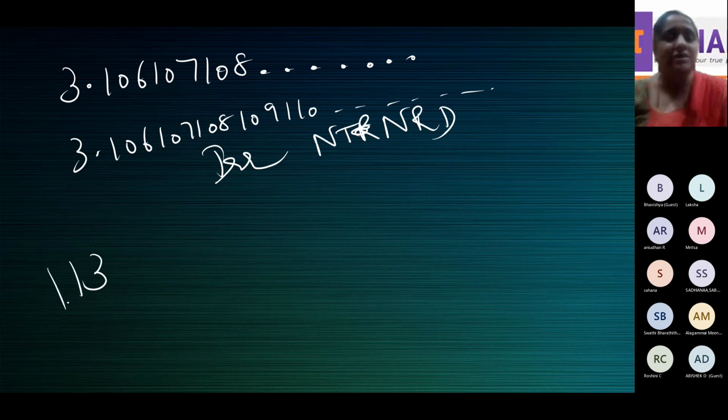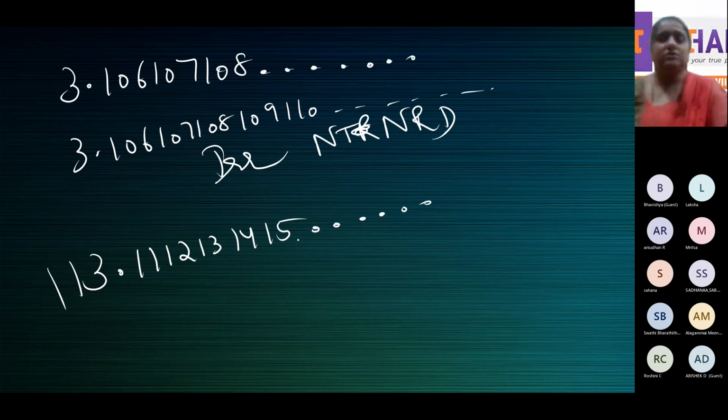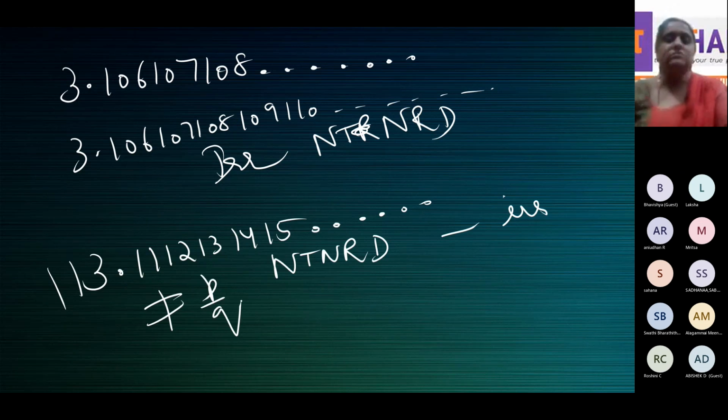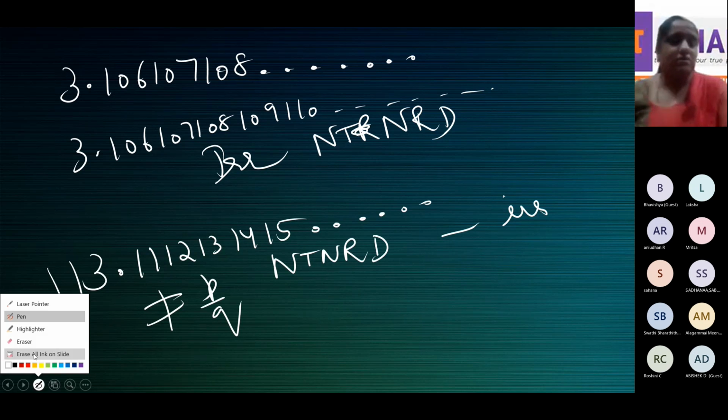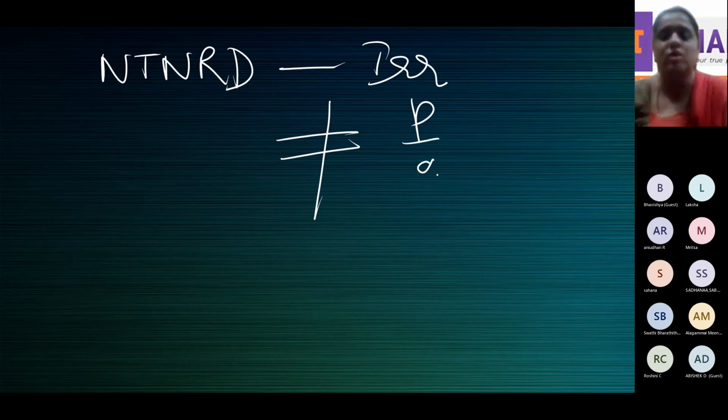Consider this: 113.11, 12, 13, 14, 15 goes on like this. You don't see a repeating block here. You don't see anything repeating. So this one is a non-terminating, non-repeating decimal, so this is irrational because it does not have a P by Q form. Whenever the decimal is non-terminating, non-repeating, it is an irrational number, which means it does not have a P by Q form.